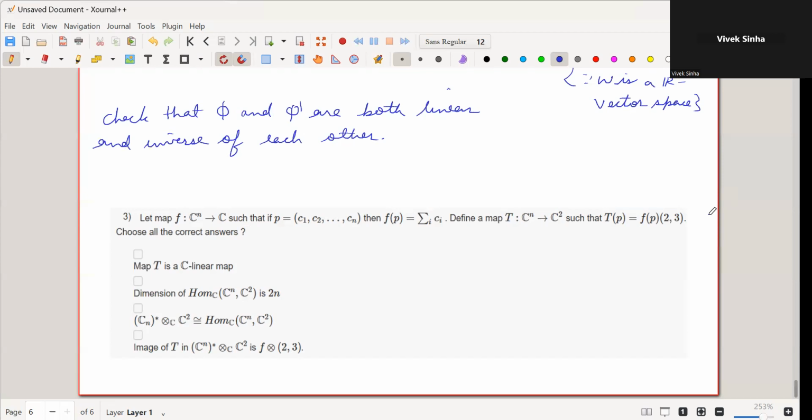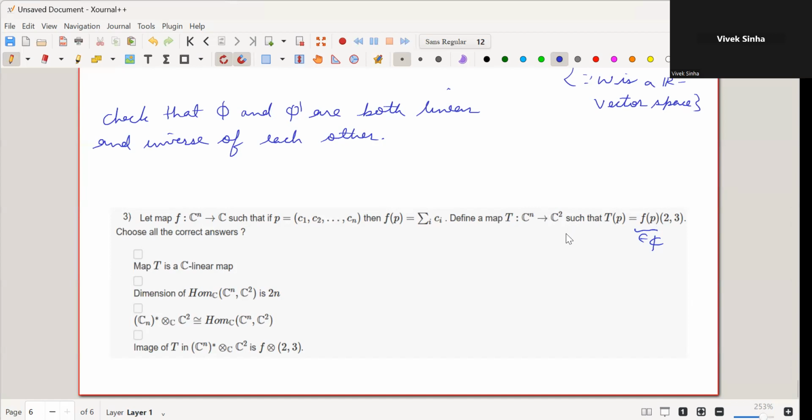So where does F(P) lie? F(P) is inside C, right? Because what is this F(P)? This is just the summation of complex numbers. Each term of this P is a complex number, right? It's an n-tuple in C^n. That's what it means. So if you are taking a summation of n many complex numbers, it is going to lie inside C.